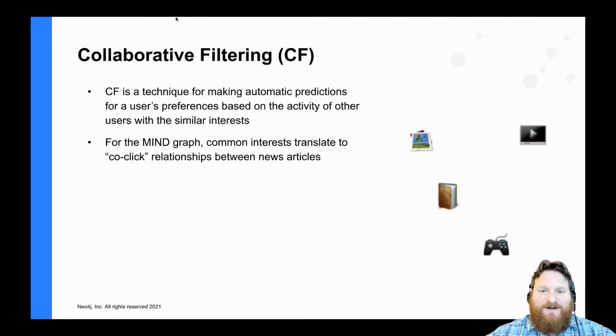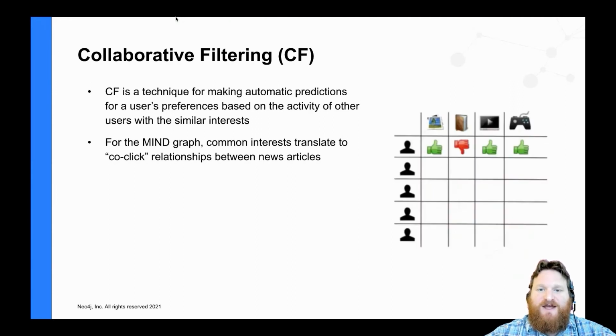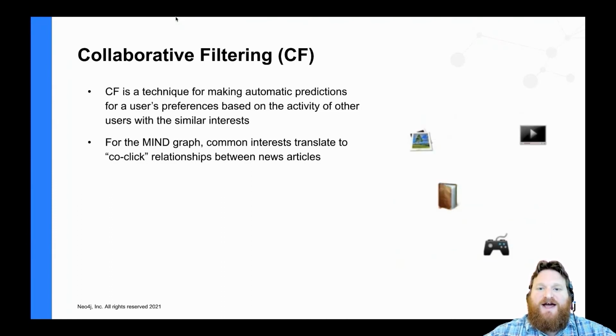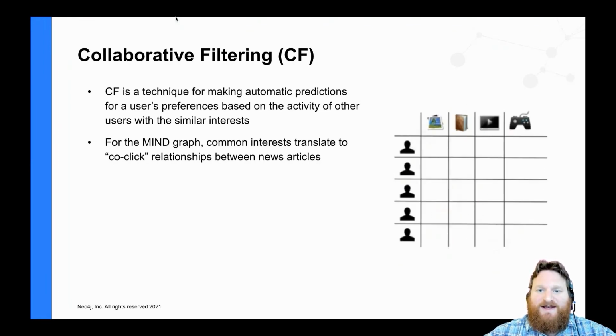Thank you, Alicia. To go through an example of news recommendation today, we are going to leverage a concept called collaborative filtering. And collaborative filtering is a technique for making automated predictions for a user's preferences based on the activity of other users with similar interests. And for the mind graph, that's really going to boil down to users that have viewed or co-clicked similar news articles. So we'll go ahead and take a look at an example inside of Neo4j.